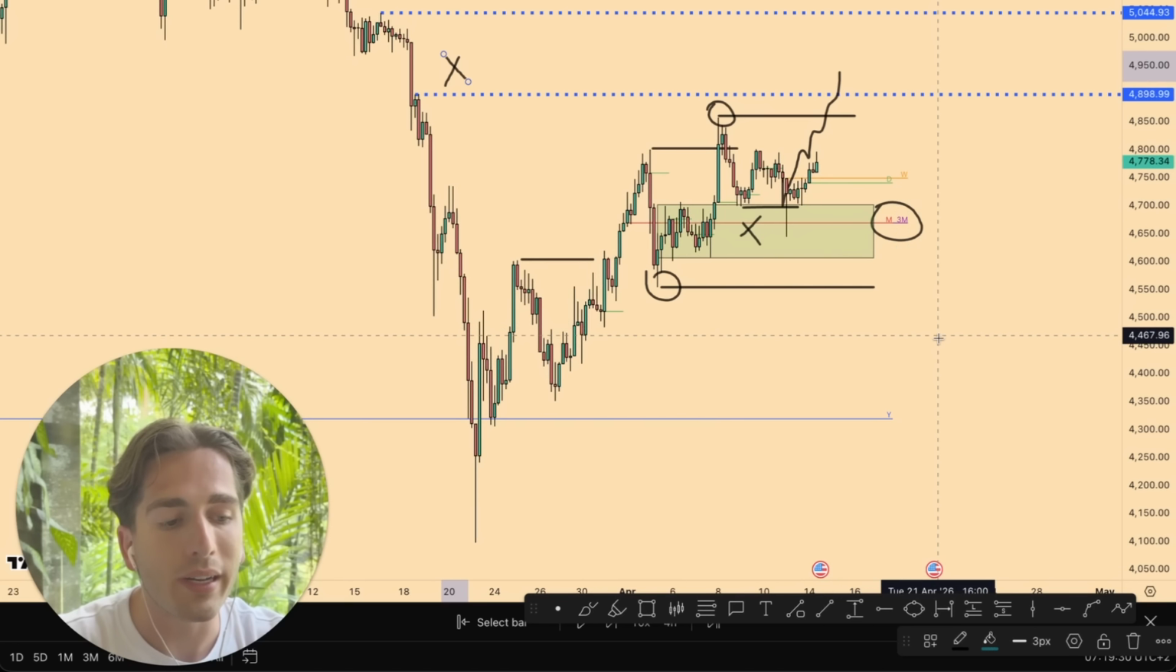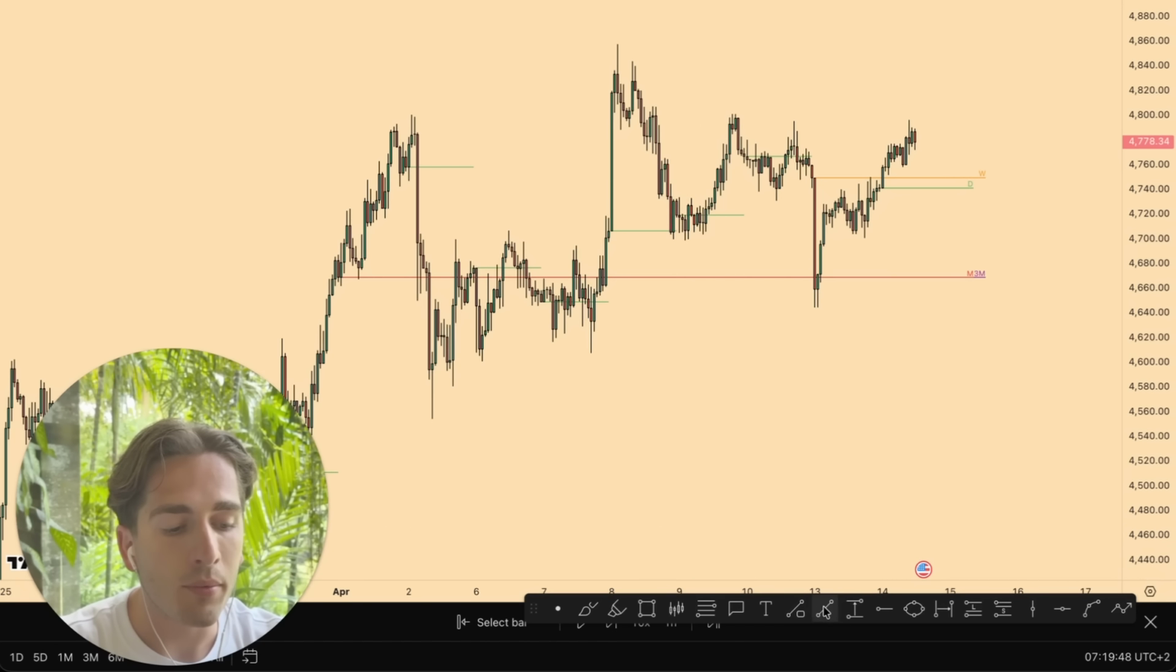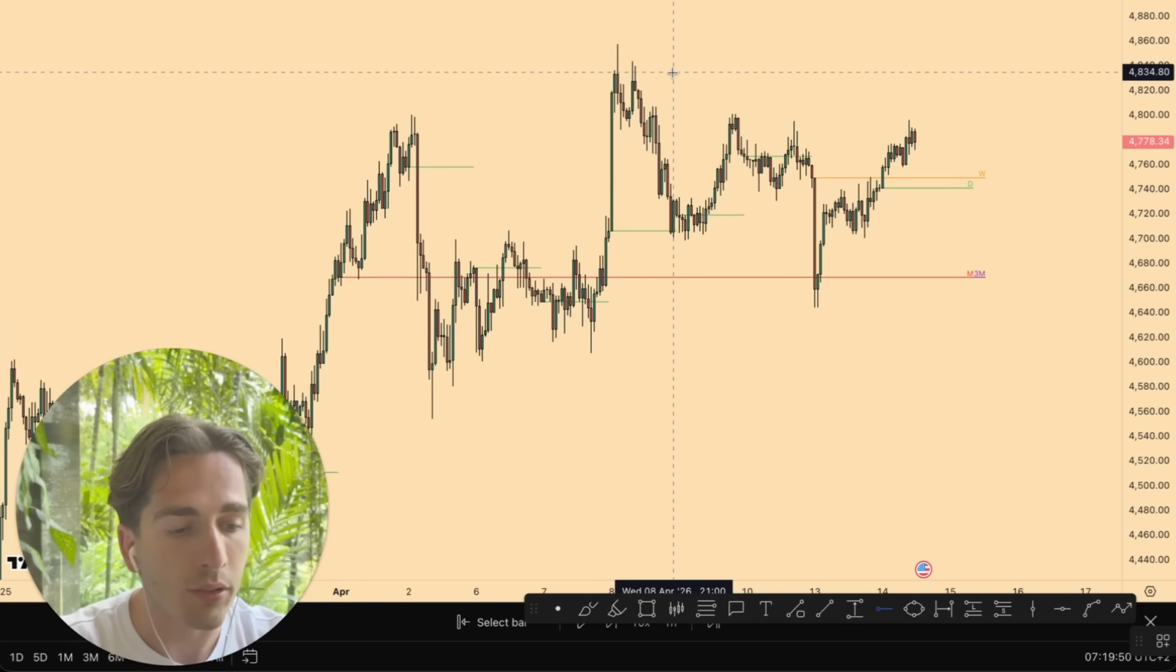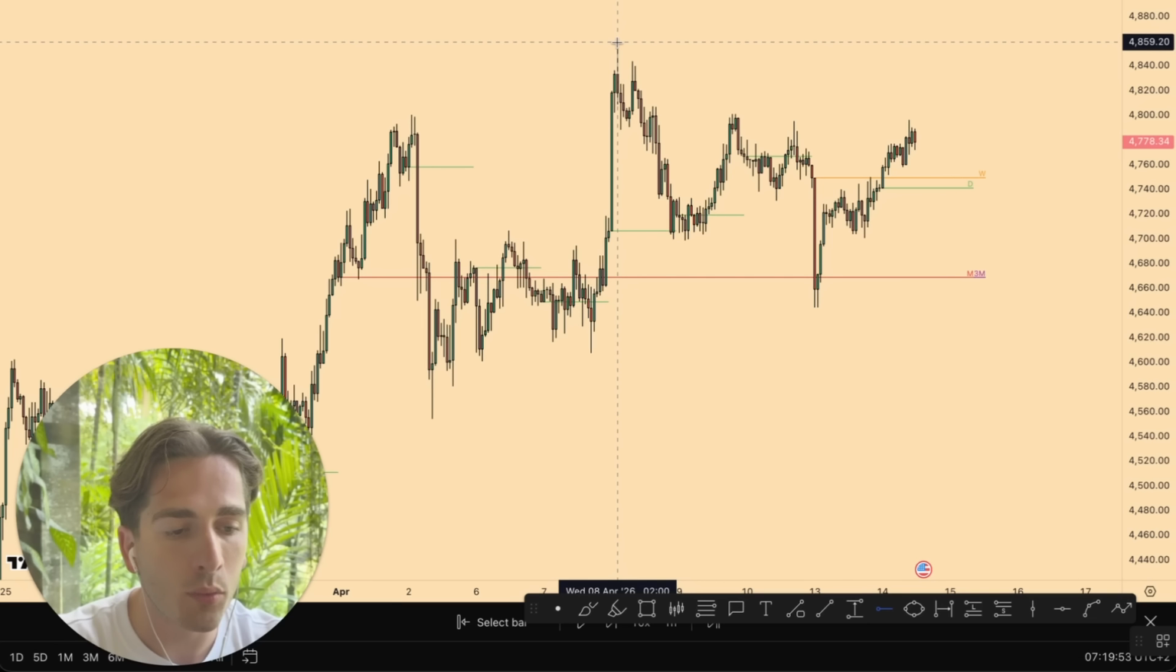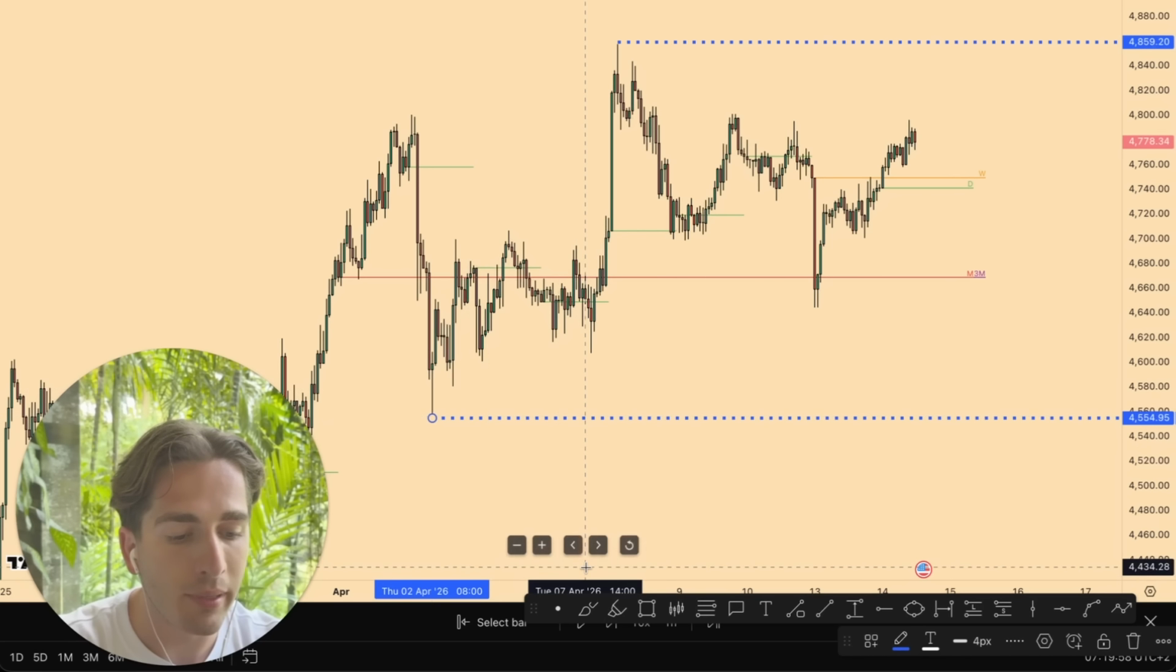Now, based on this, we can continue with this overall bias on the 1-hour time frame. When you get to the 1-hour time frame, you first of all want to define your overall 1-hour swing range. The swing range that we're currently working with works from the highest high towards the lowest low, and the lowest low is going to be this low over here.